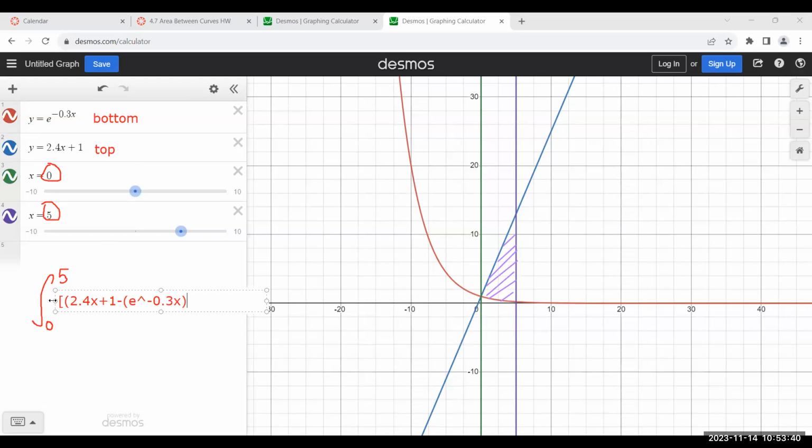And I'm going to go ahead and write this on my iPad because now we have to integrate this. Now we have to evaluate this, find the definite integral. We get to practice using the fundamental theorem of calculus again. So that's good.